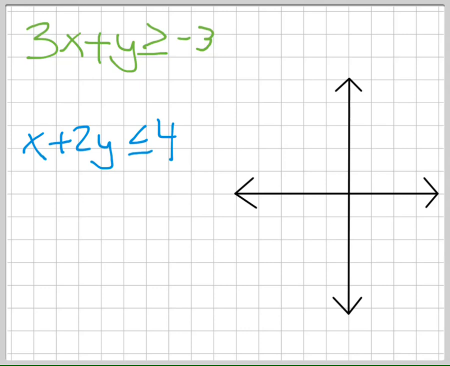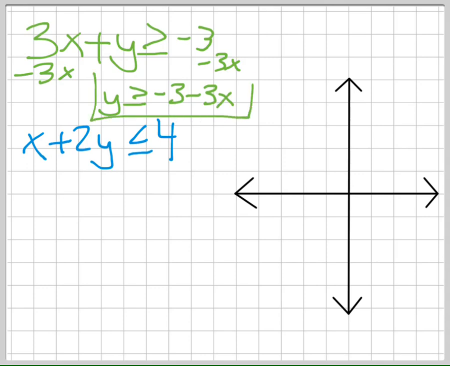Neither of these are in slope-intercept form. So we have to get y by itself. We need to move that 3x to the other side. Since it's positive 3x, we will just subtract it. And the top one should look like y greater than or equal to -3 minus 3x. So this is what we're graphing.